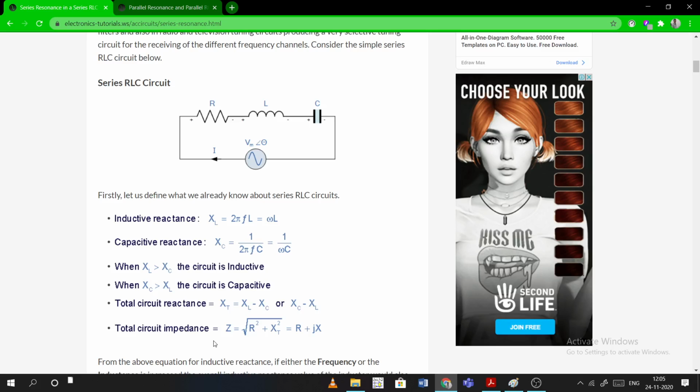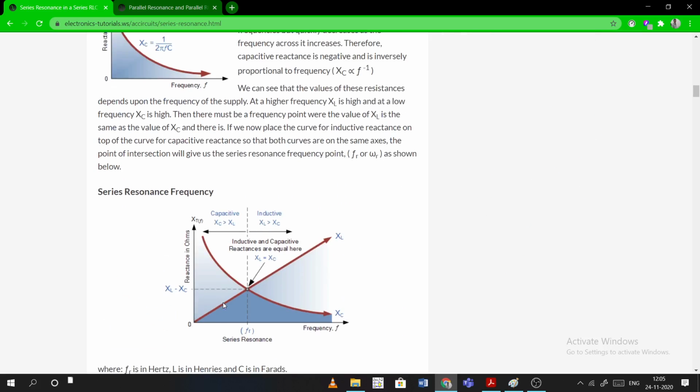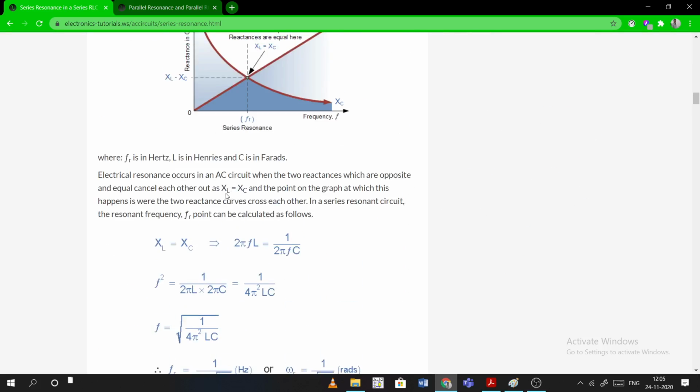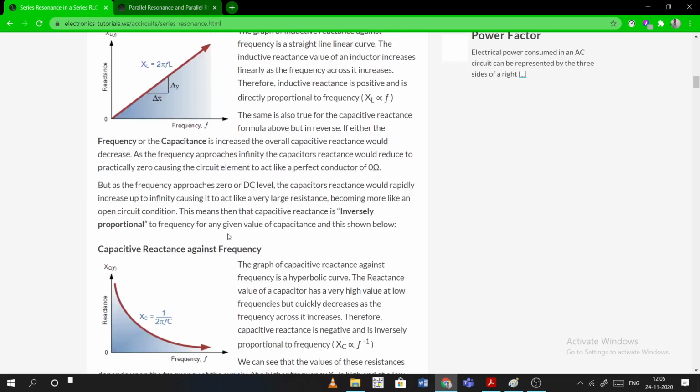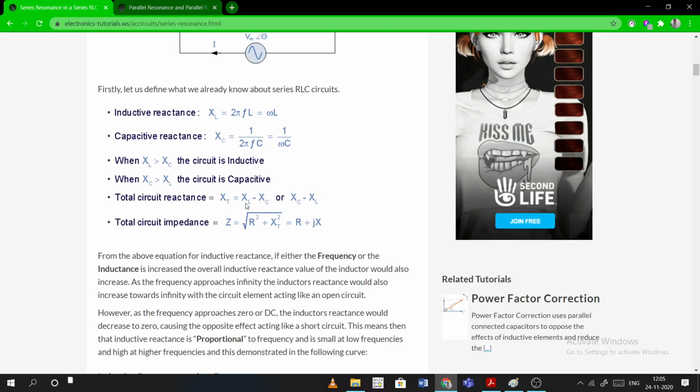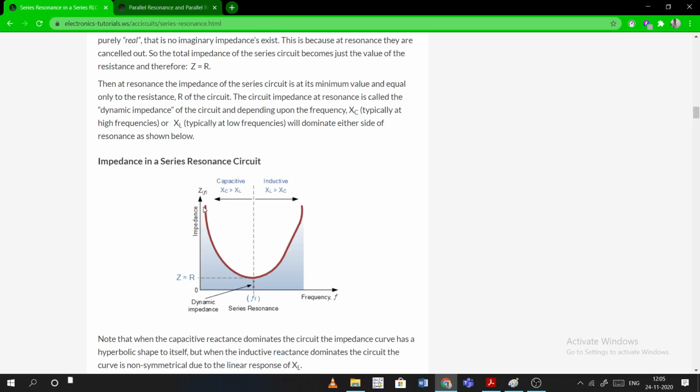Then the total circuit impedance is Z. That Z is like an equivalent resistance. Z is equal to root over R square plus XT square. What is XT? We saw from above. So this is the equation for Z. When you plot a graph between the impedance and the frequency, we will get a graph like a parabola. As this equation for Z depends on frequency, because XT is omega L minus 1 by omega C, that means Z depends on frequency. That's why the impedance varies with respect to frequency.